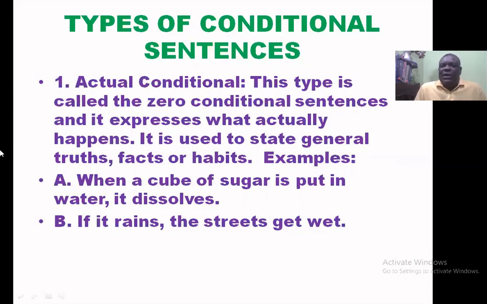Examples: A, when a cube of sugar is put in water, it dissolves. Or we can say if you put a cube of sugar in water, it will dissolve. Of course, that is a scientific fact. And the second example, if it rains, the streets get wet. That's a clear statement of fact. And so, this kind is the actual conditional. It states what actually happens in real life.